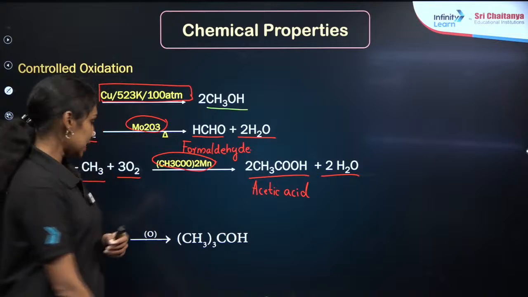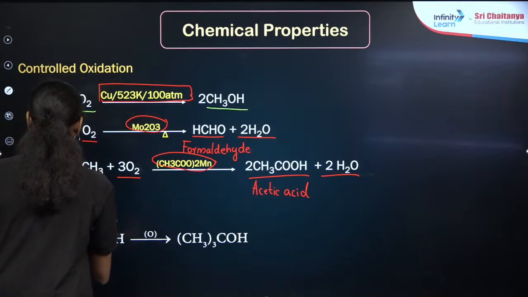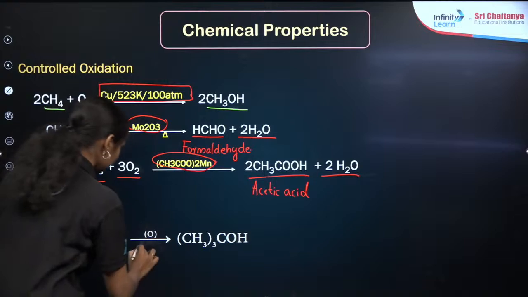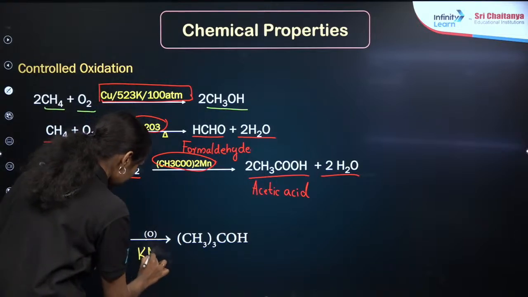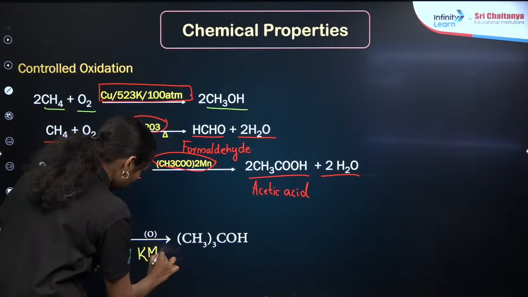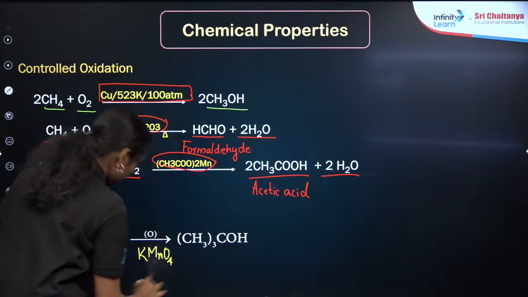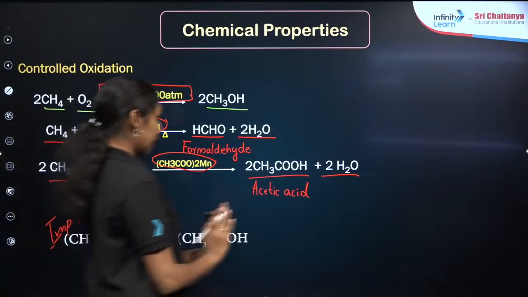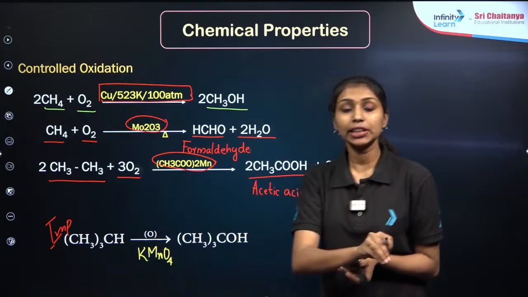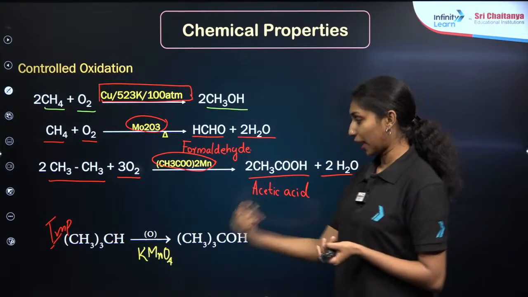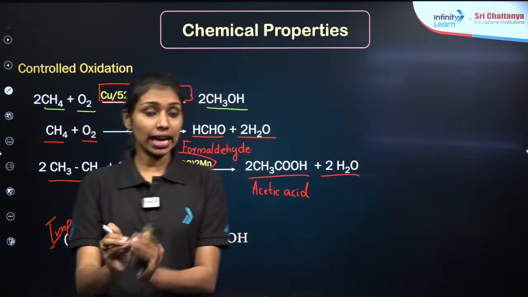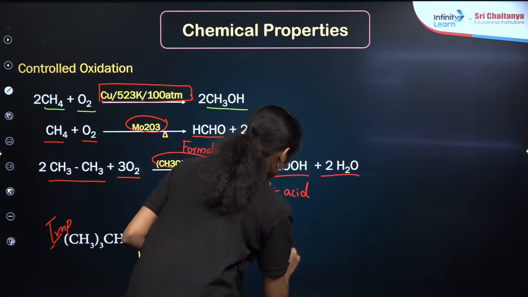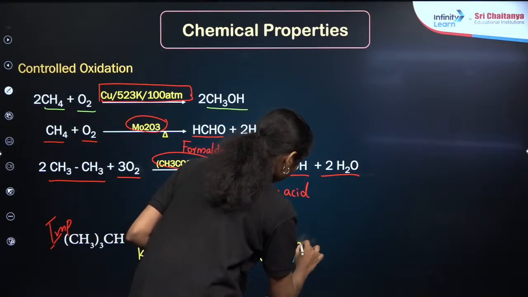Then here is the next case. It is very important. I am doing the oxidation with KMnO4, potassium permanganate, and I will get the product as alcohol. So we can say that alkanes can be converted into alcohols by the oxidation with KMnO4, but the condition is that the particular compound must contain tertiary hydrogen.